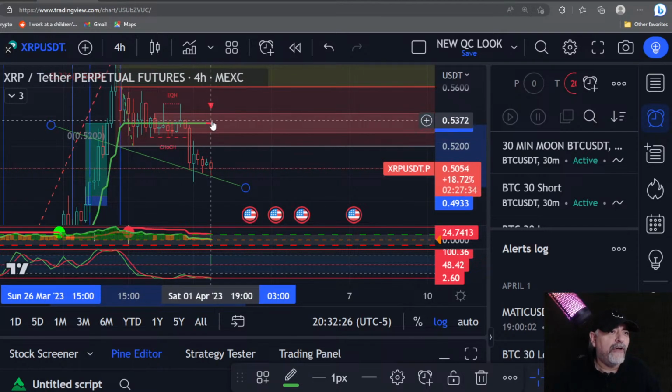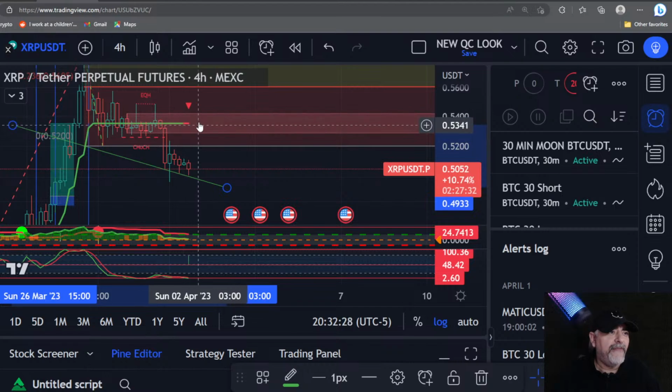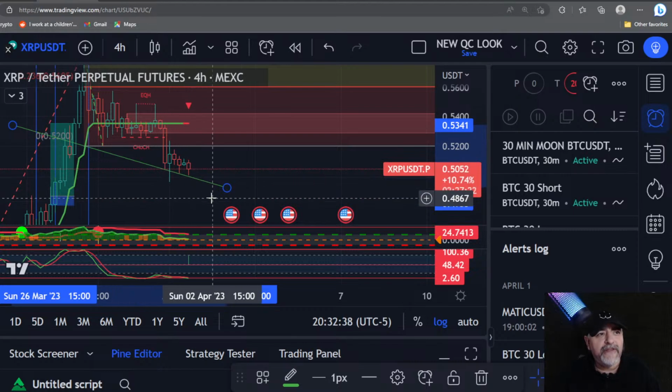We just got a 4 hour red indicator here on the trend, right? So trend is saying that, hey, the money is starting to disappear from XRP. Price action is starting to go down, right? So here we go. So we're still in the trend.